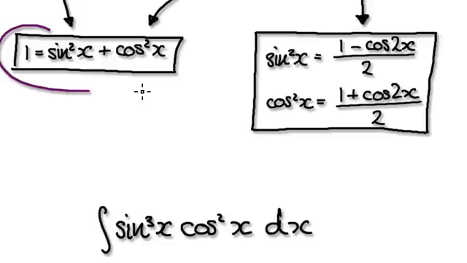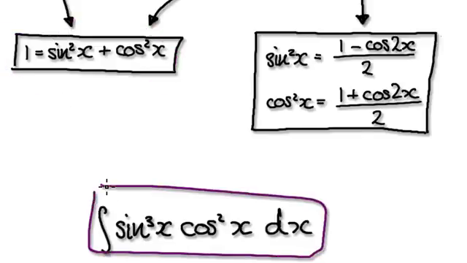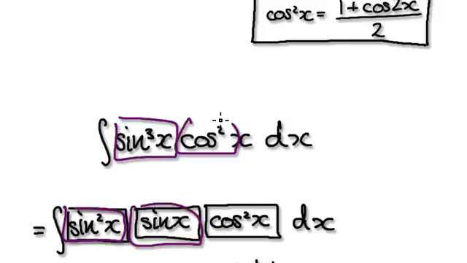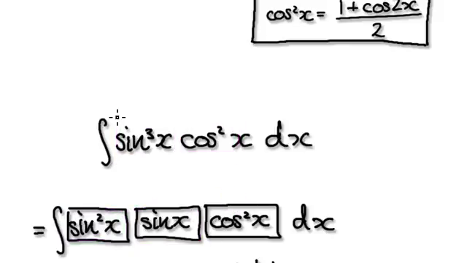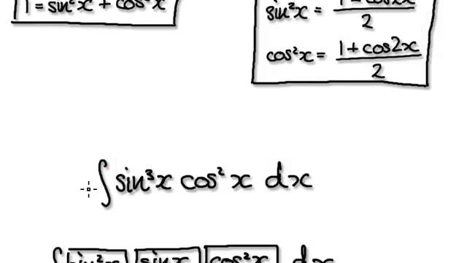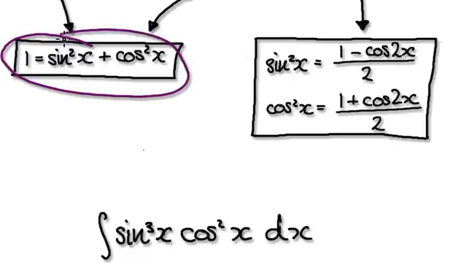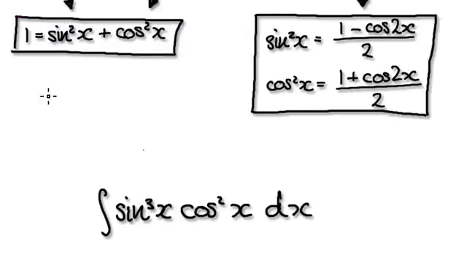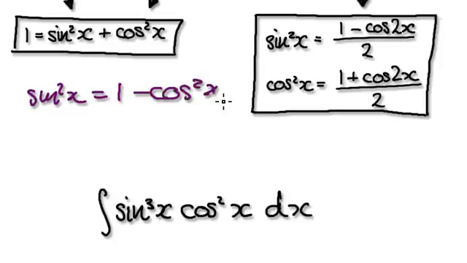Okay. So if you look at this here, rearrange it. Imagine this block here as being sine squared times sine. So this block here is this block here. So imagine this as this. So now make use of this. So if you look at this, you can rearrange it so that sine squared of x equals 1 minus cos squared of x.